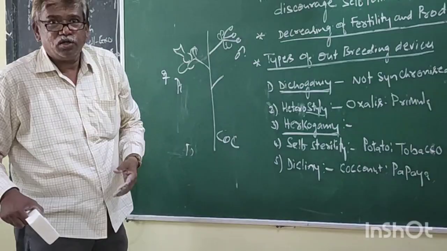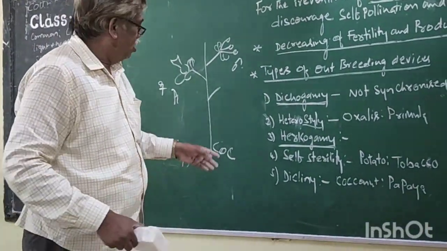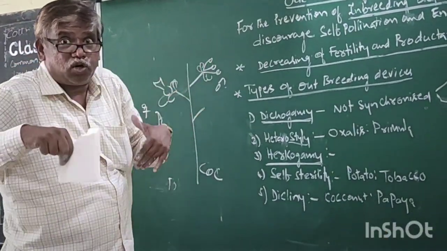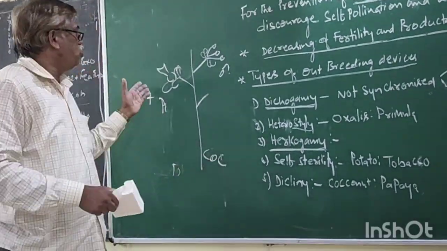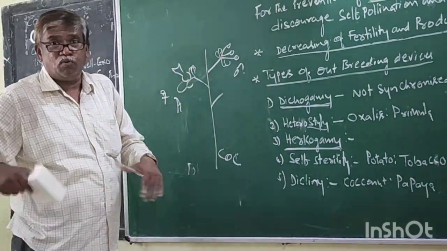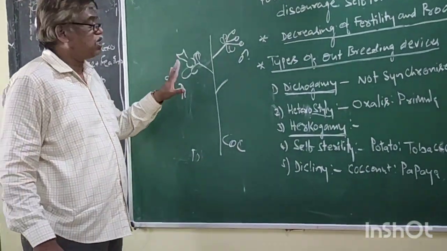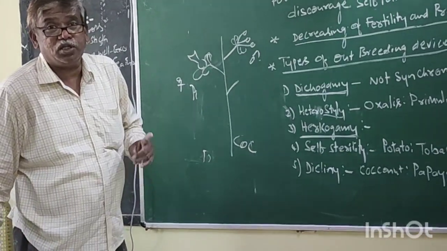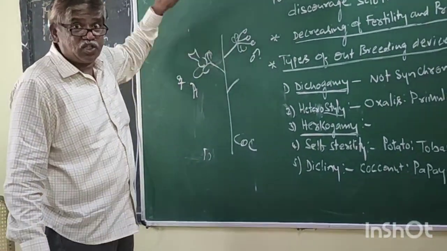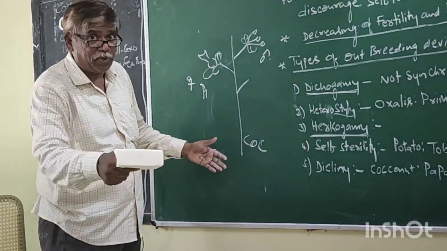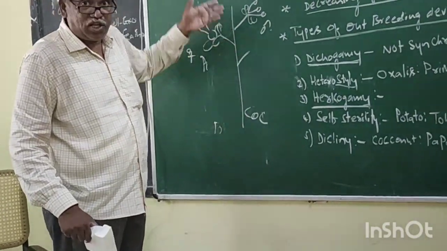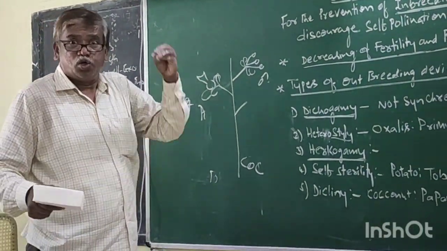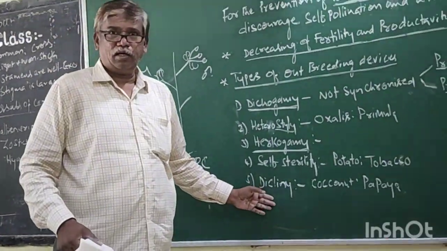In the course of evolution, the bisexual flowers of their ancestors, not willing to undergo autogamy, became unisexual. Bisexual flowers converted into unisexual flowers. Why? If it is unisexual, autogamy will be prevented. But it does not take place within one year or one generation. Their ancestors had bisexual flowers, but at present coconut has unisexual flowers. The process of conversion of bisexual flowers into unisexual flowers to prevent autogamy is called dicliny, for example coconut.